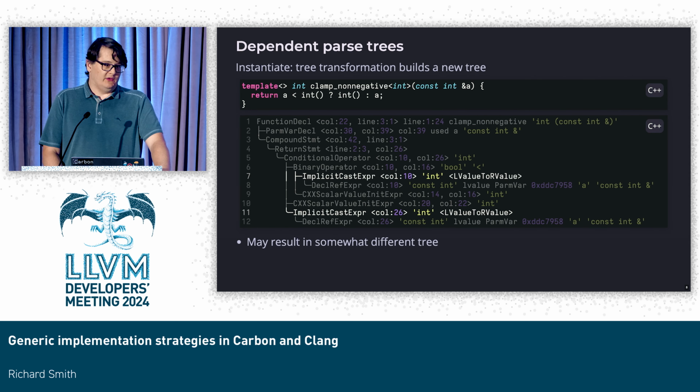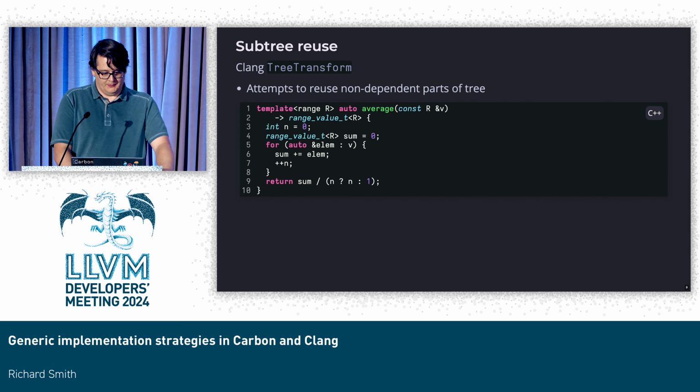And we actually get a slightly different tree in this case. We have some implicit conversions that are removing some consts. And so this, in general, may produce a slightly different shape of tree, as well as slightly changing the meaning of the nodes. In Clang, this is done by the TreeTransform class. Now, TreeTransform has an interesting optimization in it, where it attempts to reuse parts of the tree that don't depend on template parameters and that are therefore going to be the same from one instantiation to the next.